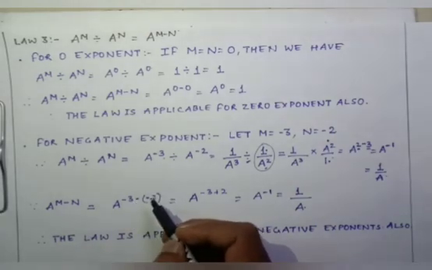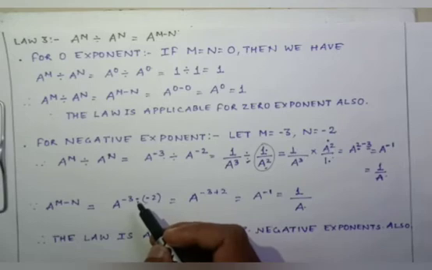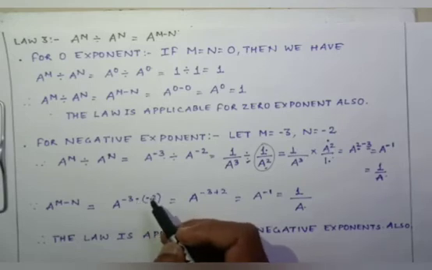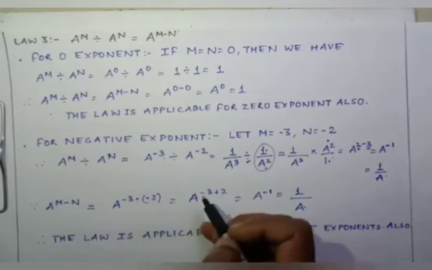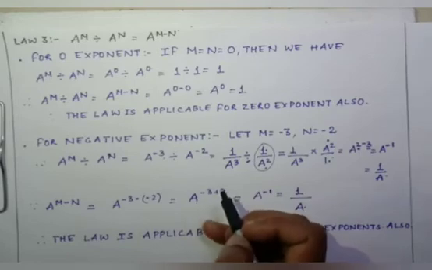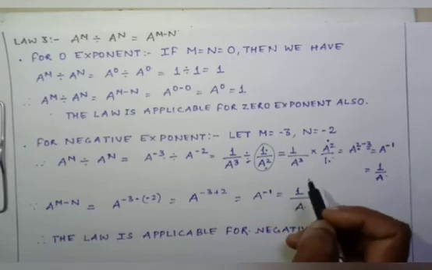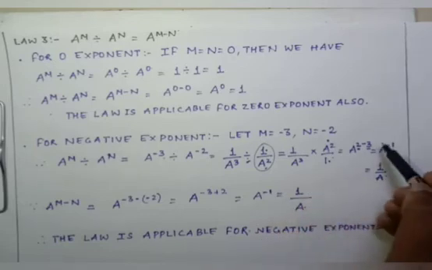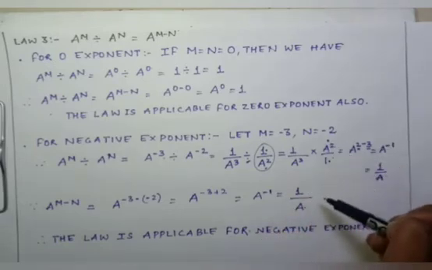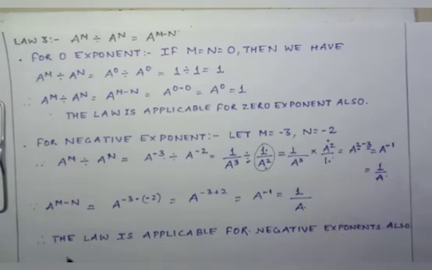This is the value of n. So if the minus sign is outside the bracket, the sign inside the bracket will change. So it will become a to the power minus 3 plus 2, that is a to the power minus 1 is equal to 1 upon a. In both the cases, LHS and RHS are coming same. Therefore, the law is applicable for negative exponents also.